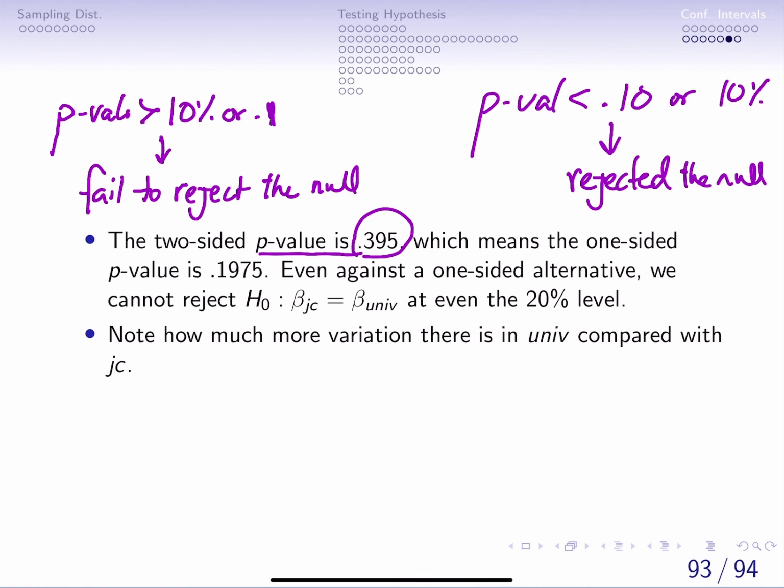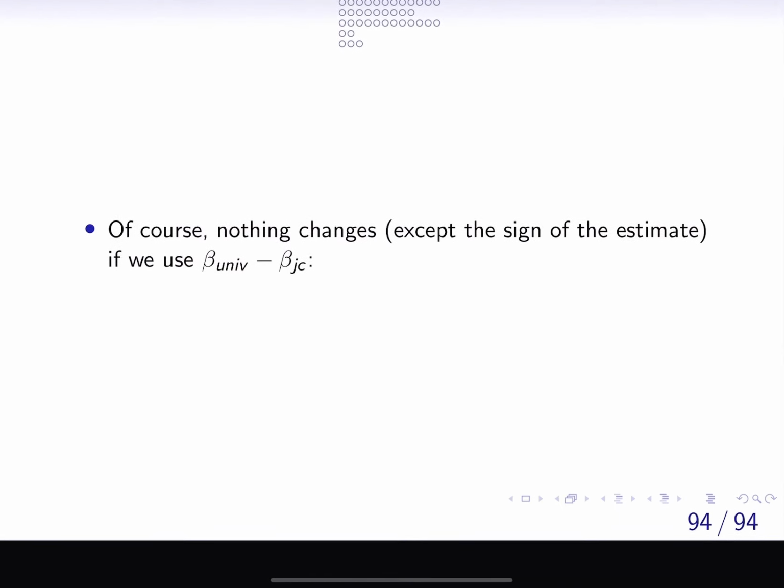Here we can infer that for this null hypothesis that says the returns are the same, whether you go to junior college or university, we cannot reject this null hypothesis in favor of the alternative. So that's the idea here.